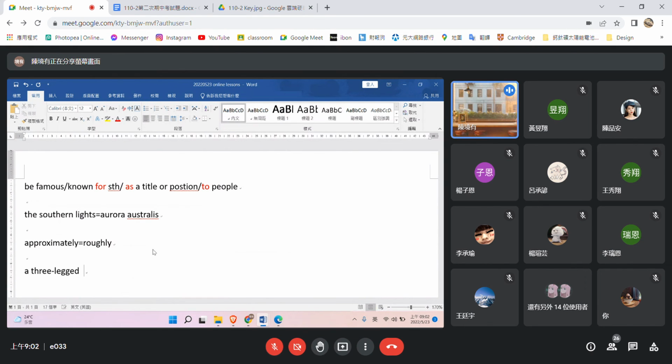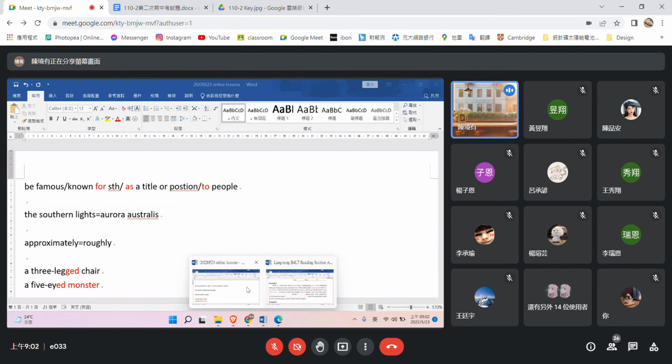So, a three-legged chair. Or you can say a five-eyed monster, if you want to talk about the feature, the trait of this monster, then you have to put ed here. It's part of the compound adjective, monster. So next time, if you want to use a compound adjective and you want to talk about the feature or the traits of that thing, then you have to put ed after the second word.